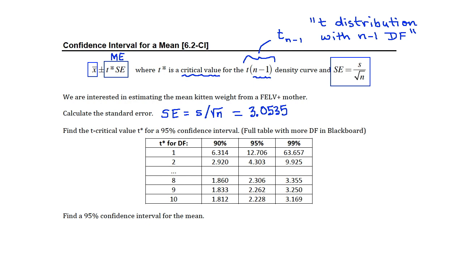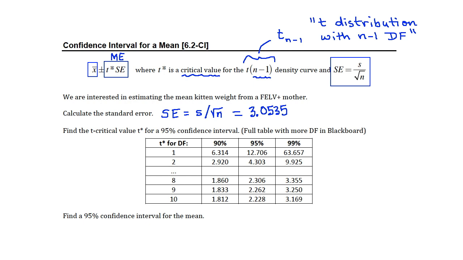So next we need to look up our t-star critical value, which we typically do in a table. It is also possible to do this in StatKey. Let's go ahead and do it both ways just once. But as long as it's a 90%, 95%, or 99% confidence interval, it's usually easier to just look it up in a table. So here's what we want to do.